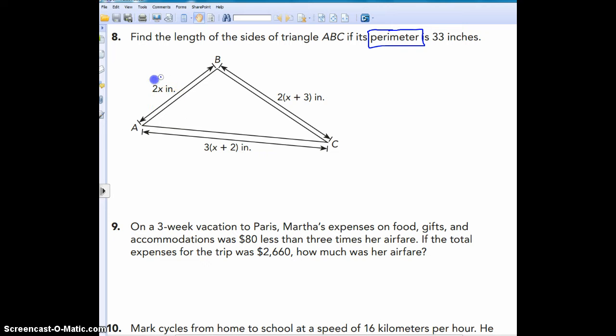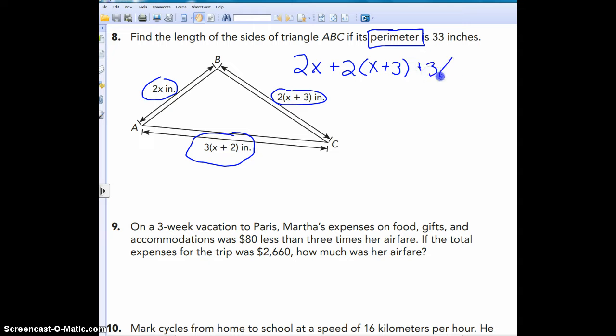So I'm going to start here with 2x. And perimeter is adding all the sides. So I'm going to add this side BC, 2 times the quantity x plus 3, and then the third side, which is 3 times the quantity x plus 2.